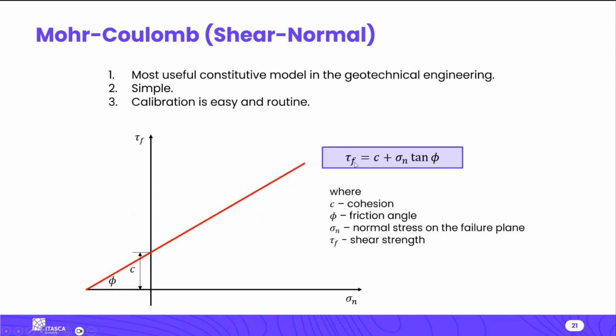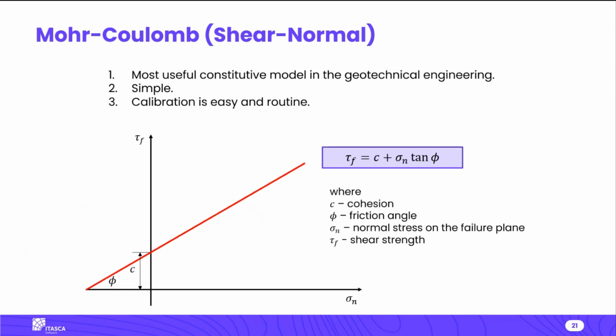And the equation here is, again, a super simple straight line equation. Cohesion plus the normal stress times the tangent of the friction angle. So the cohesion is just the intercept. The friction angle is just the angle of this line. This is a very well-known model, and you guys are probably all familiar with this already.